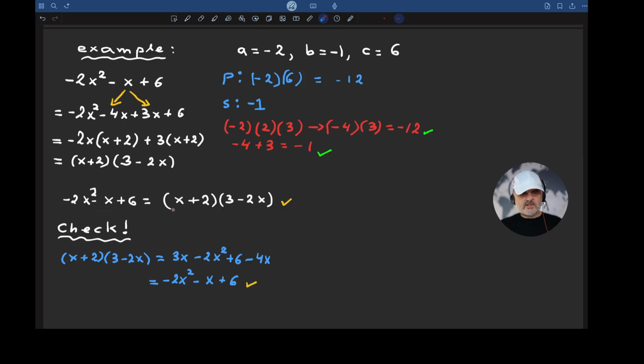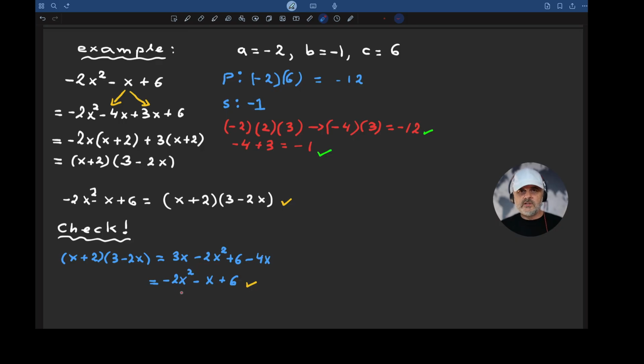So we have the solution. This trinomial in expanded form has been expressed in factored form. You check your answer because it's a good habit, and then you multiply it so that you have 3x, then 2 times 3 is 6, then you have 2 times negative 2x is negative 4x, and then x times negative 2x gives you negative 2x squared.